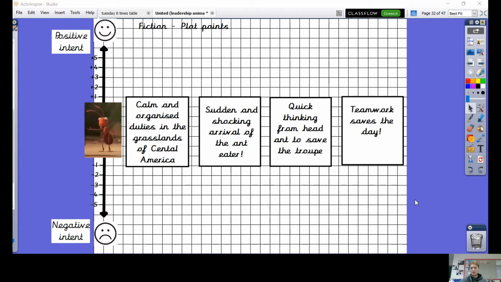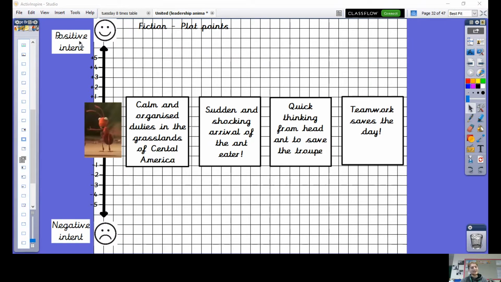So to start with, teamwork saves the day. The ants save their friends. Do you reckon that is a positive part of their day, or a negative part of their day? And how positive or how negative? Remember that they just saved their friend from being eaten. Okay, right, so pause the video and put a cross where you think is most suitable.